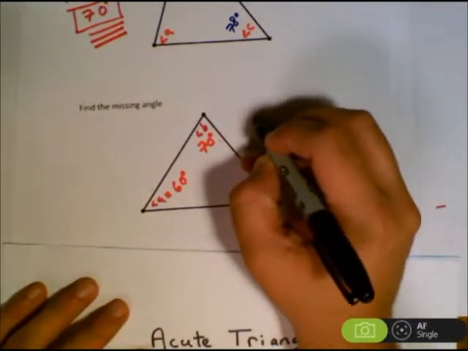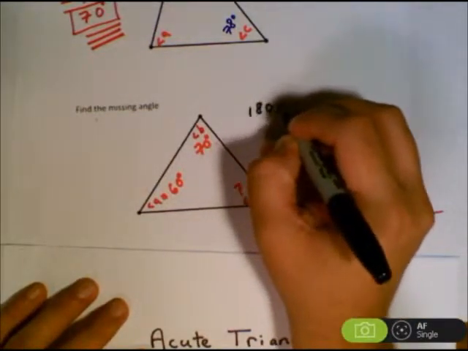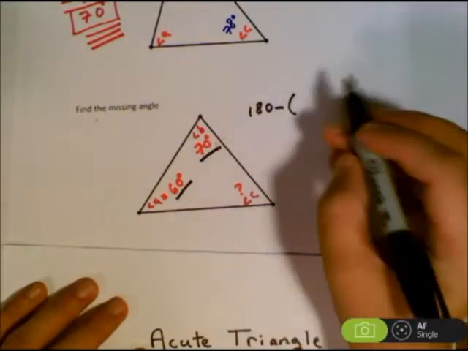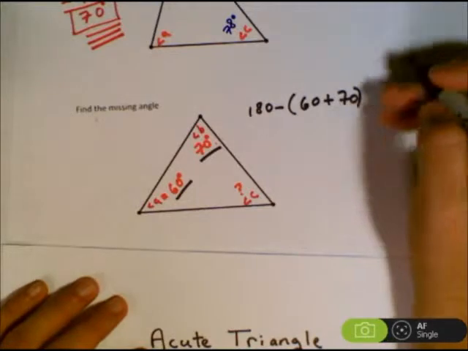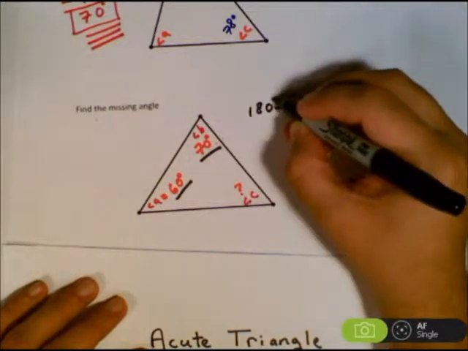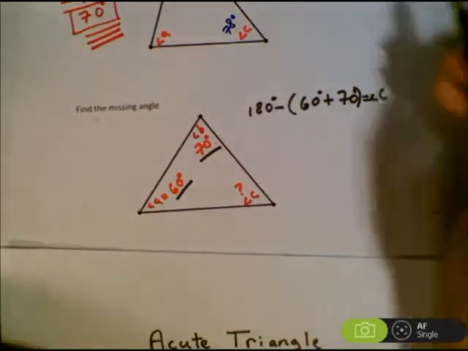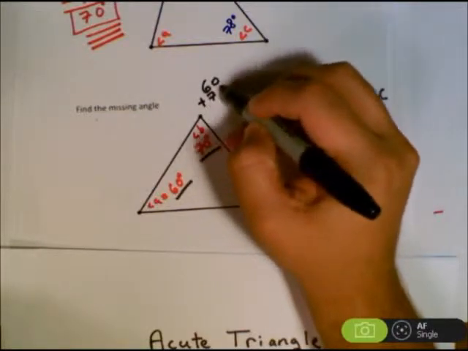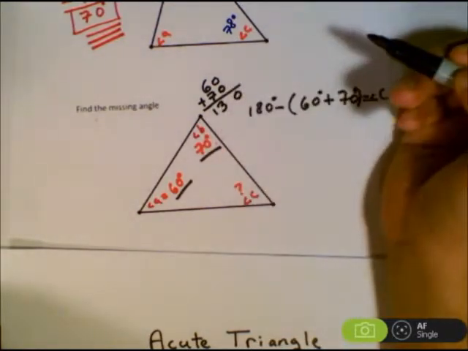My equation will be, what is the sum of all the angles inside a triangle? 180 minus the sum of the known angles. We know that this one is 60 and this one is 70, so it's 60 plus 70, and if we figure this out, it's going to give us angle C. So what is 60 plus 70? I'll work it out here on the side. 0 plus 0 is 0. What is 6 plus 7? 13. So it's 130, correct?